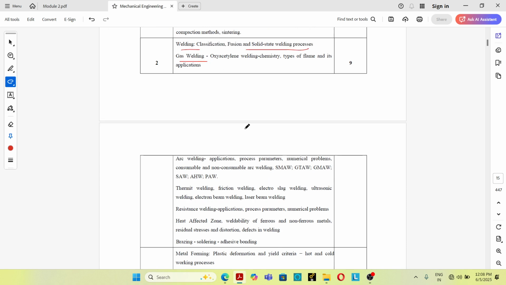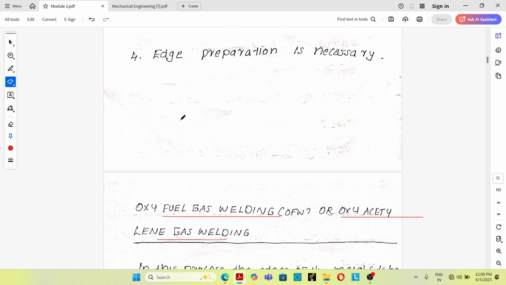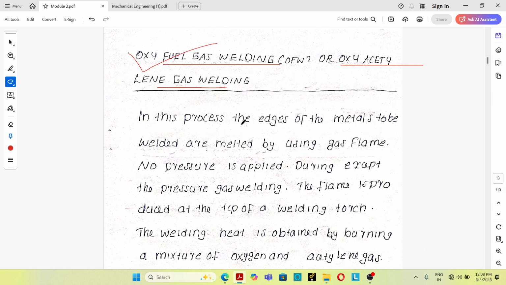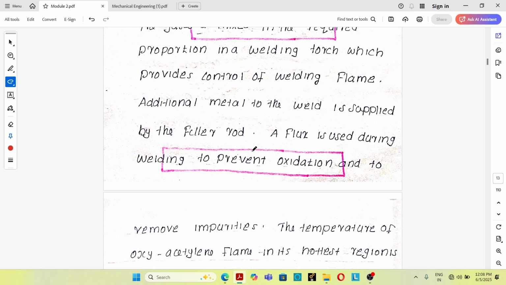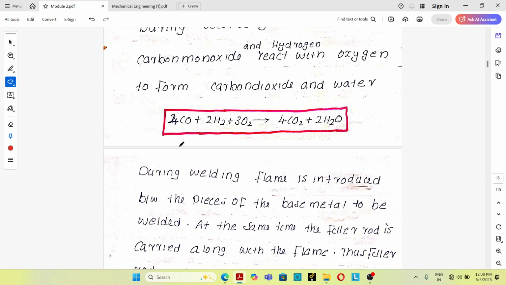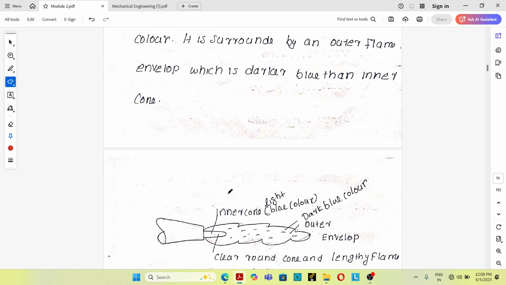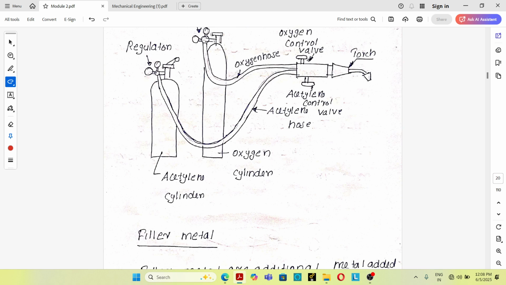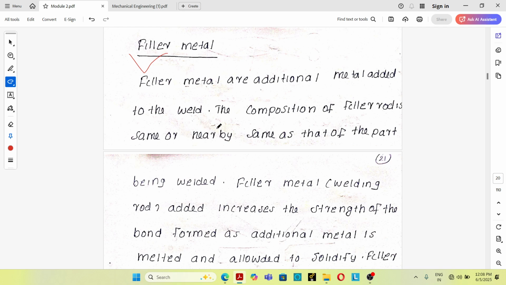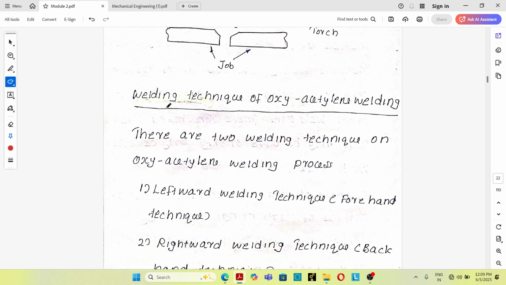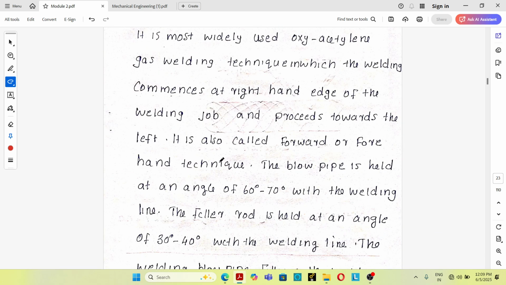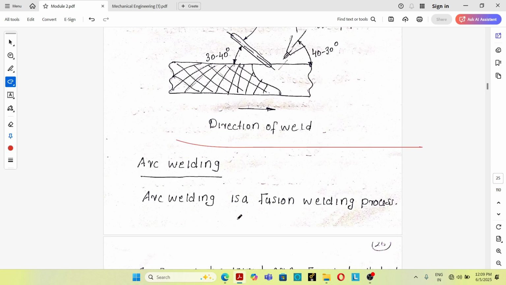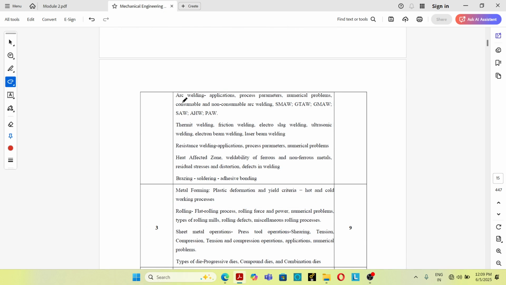Then next topic is gas welding process. In gas welding process, oxy-acetylene welding process, its chemistry, types of flames and its applications. Oxy-acetylene welding process, or it is known as oxy fuel gas welding process, everything is same. Then the combustion procedure in oxy-acetylene welding process, types of flames and its application of flames. Then equipments in oxy fuel gas welding process, filler material in gas welding process, welding technique of oxy-acetylene welding process, etc.